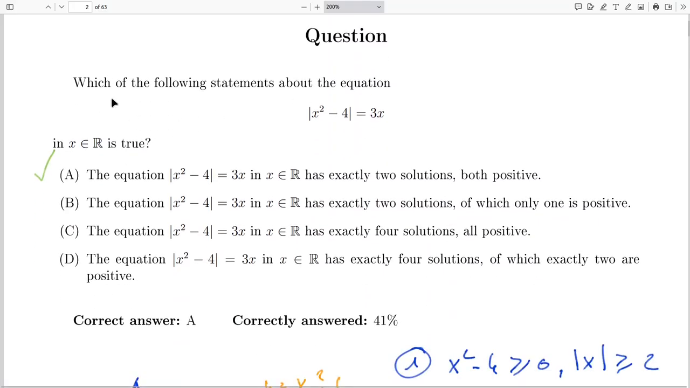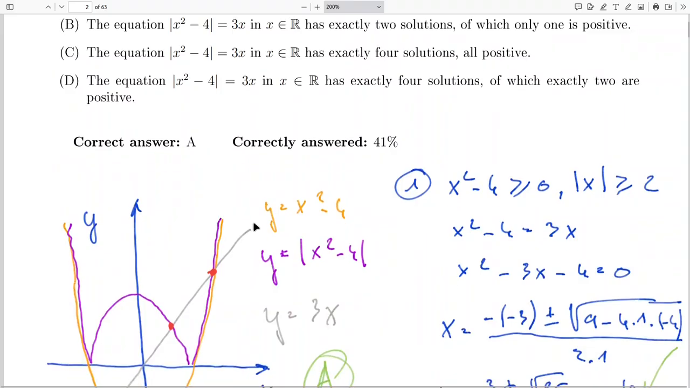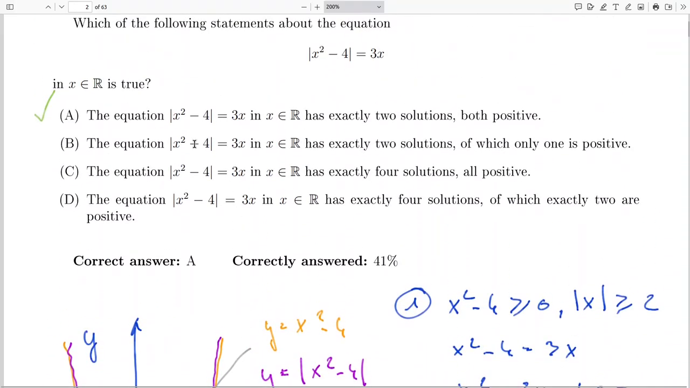Okay, so the question is, which of the following statements about the equation, the absolute value of x squared minus 4 is equal to 3x? If we sketch that, the answers are: it has exactly 2 solutions, both positive; 2 solutions, only 1 positive; 4 solutions, all positive; 4 solutions, of which exactly 2 are positive.